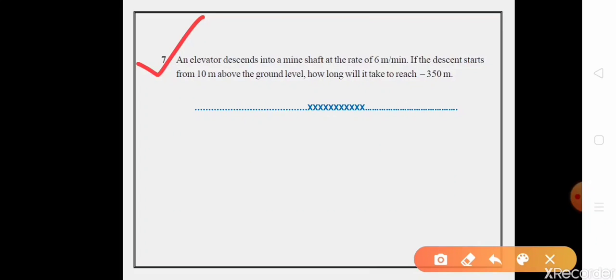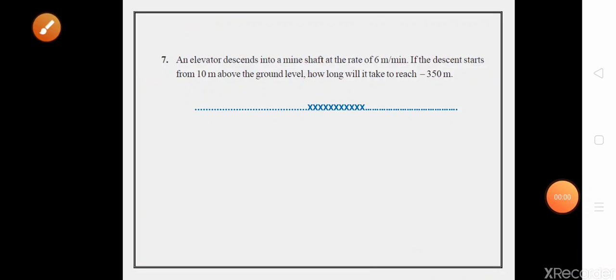So, it says that an elevator is descending, that is, it is going down into a mine shaft. I hope you understand what is the meaning of mine shaft. They were talking about a mine and the passage to the mine, okay, at the rate of 6 meters per minute. So, in 1 minute, it is traveling 6 meters. Now, if the descent starts from 10 meters above the ground level, that is going to be your positive integer, plus 10 meters. How long will it take to reach minus 350 meters? I'm pretty sure you have understood this, and you will be able to get the solution correctly.